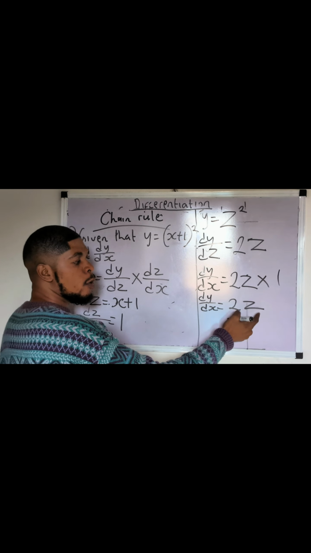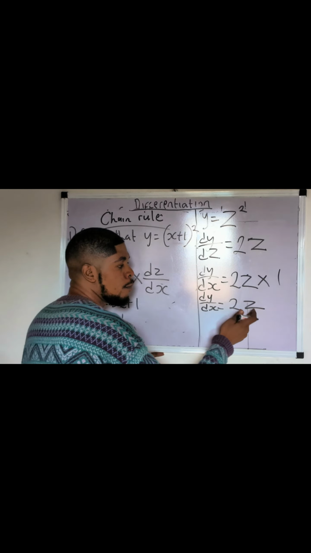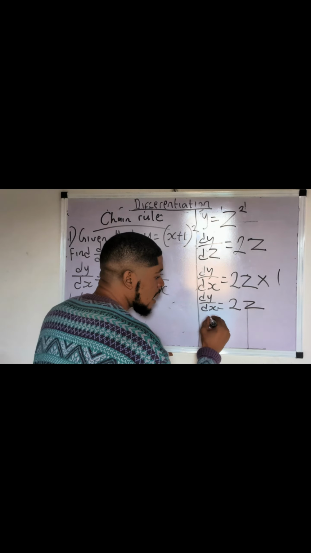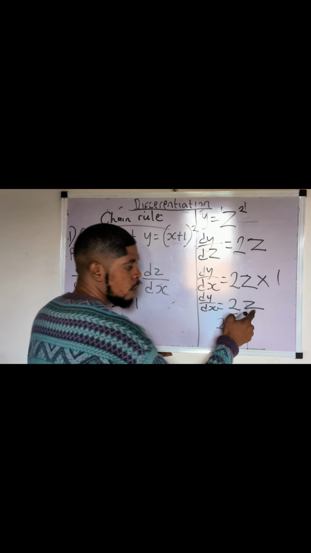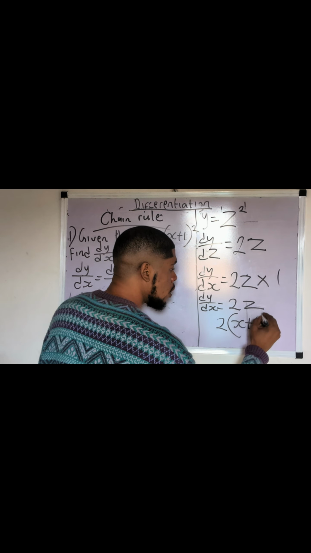So at this end, we are going to convert our z back to its original figure. So in place of z, we bring it back. We are now getting 2 bracket x plus 1.